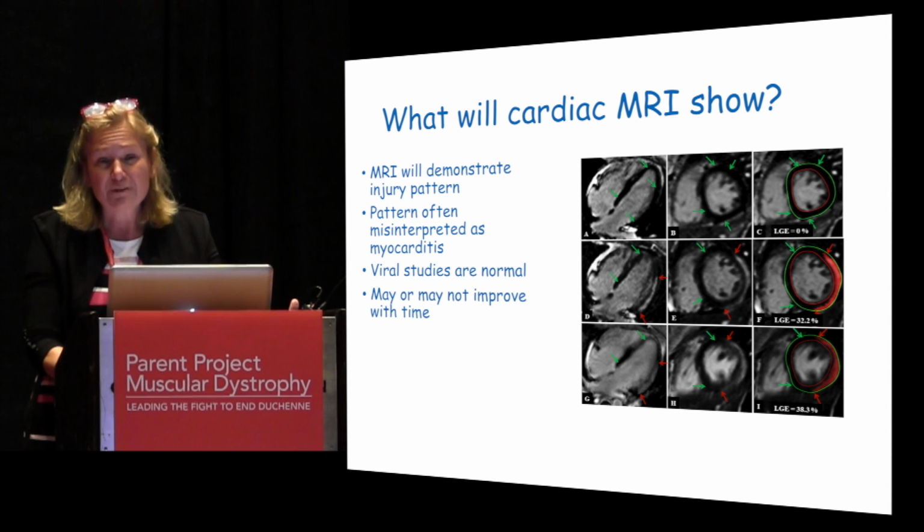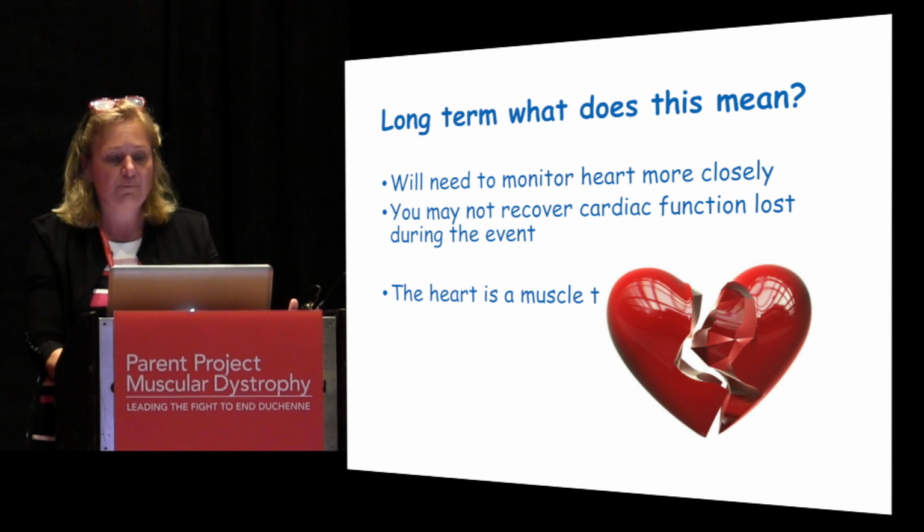However, we know that it's probably not viral myocarditis or a viral insult because the viral studies that have been checked are normal. And unfortunately, this injury that occurs with these troponin spikes and these episodes of chest pain may or may not improve with time. So long term, what does this mean? It means that we're going to need to monitor your heart more closely. You may, unfortunately, not recover the cardiac function lost during this event.